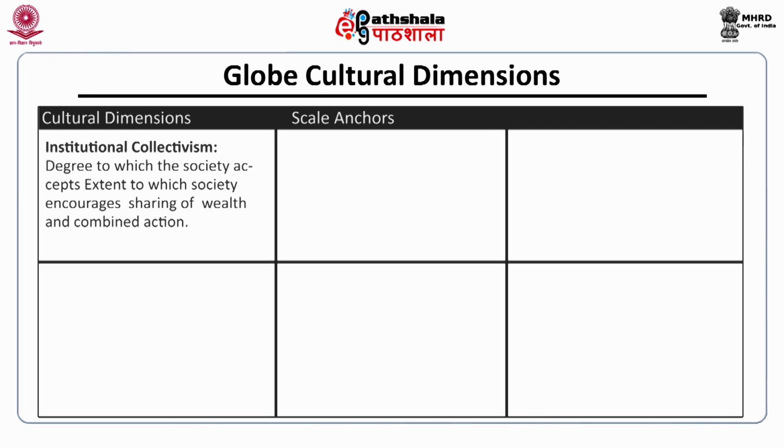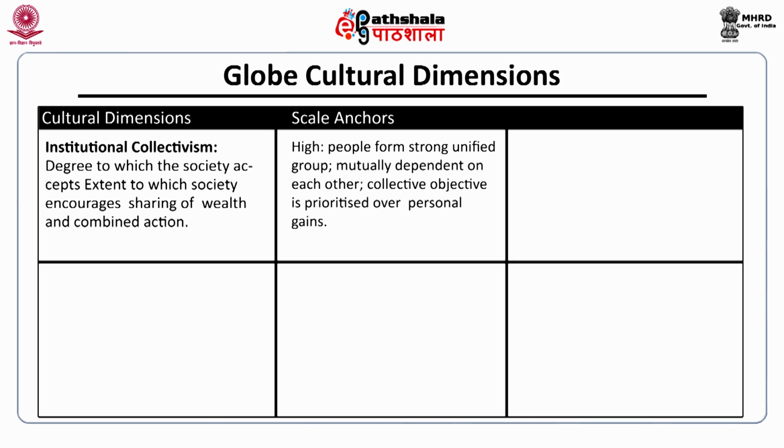Under institutional collectivism, it is the extent to which the society encourages sharing of wealth and combined action. Under the high scales, people form strong, unified groups, mutually dependent on each other, and collective objectives are prioritized over personal gain. Under the low scales, people shield for themselves and personal goals are prioritized.